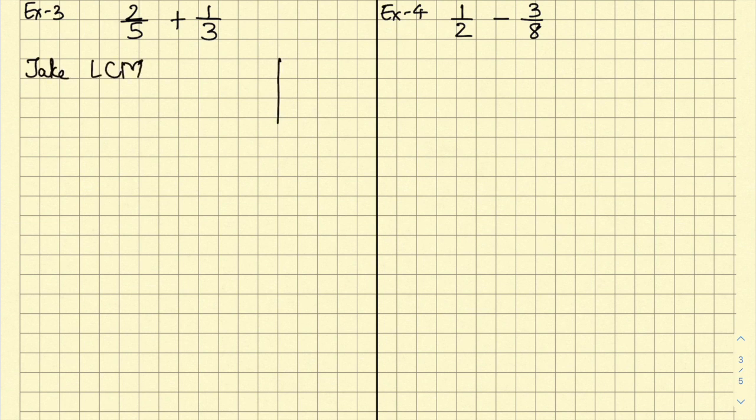LCM of the numbers 5 and 3. In the table of 2, neither 5 nor 3 goes, so we take the next prime number, 3. In the 3 table you don't get 5, 3 ones gives you 3. Now this 5 will go in 5 ones are 5. So the LCM would be 3 multiplied by 5, which is equal to 15.